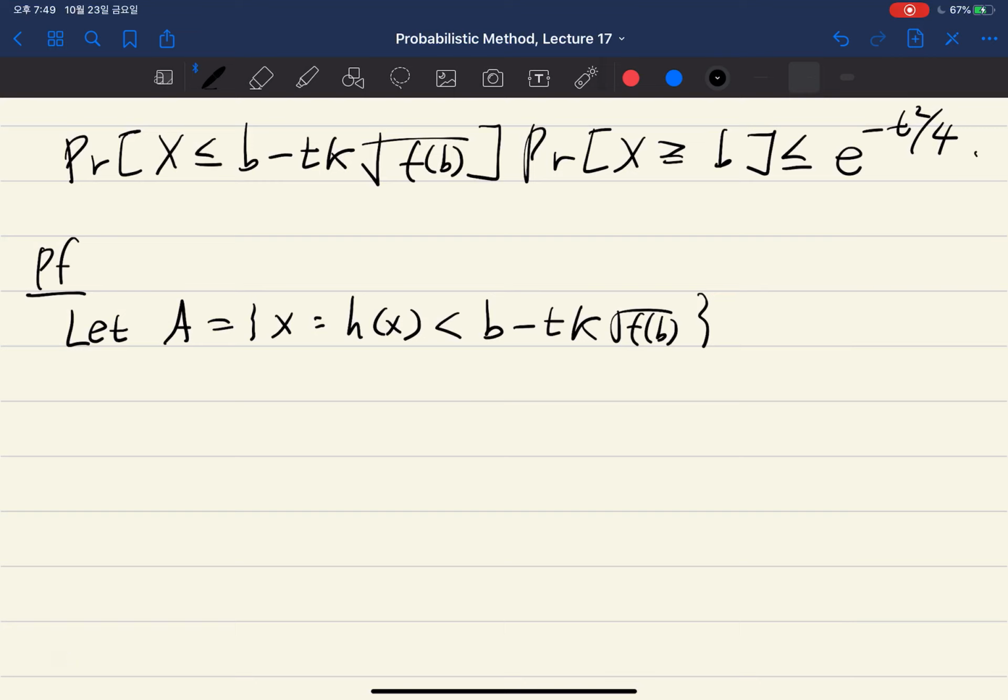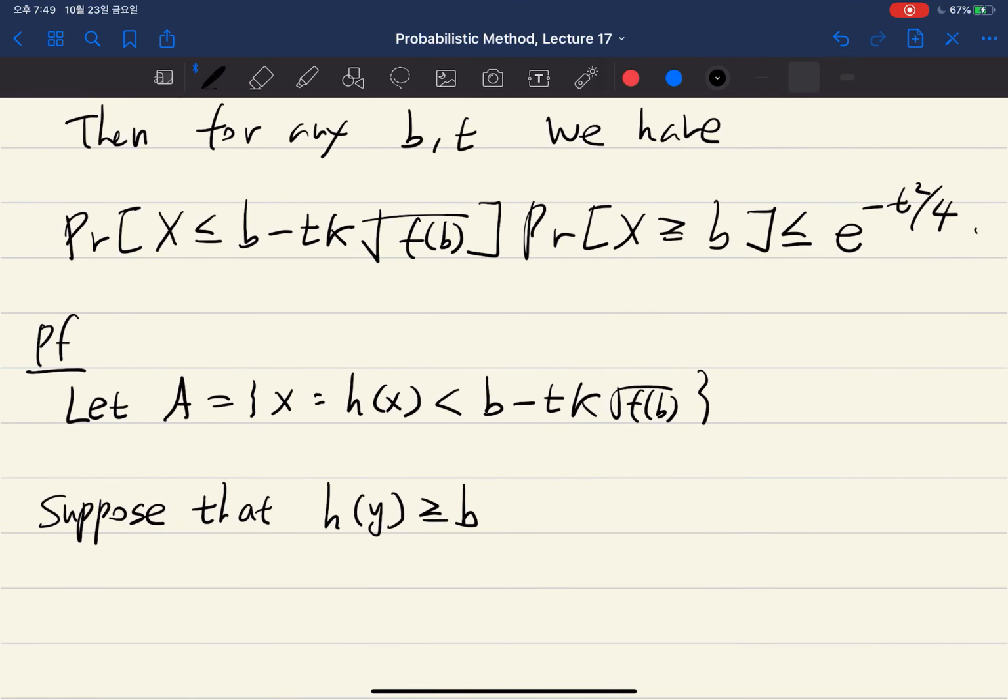And what we want to show is the following. Suppose that y is a point which has h value at least b, then it's actually in A sub t. If we know this, then we can apply the Lagrange inequality, and then we can check that the left-hand side of the Lagrange inequality is the same as this.